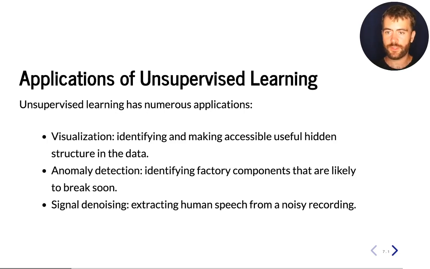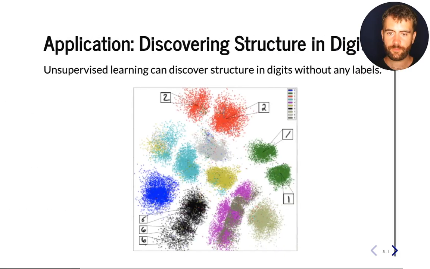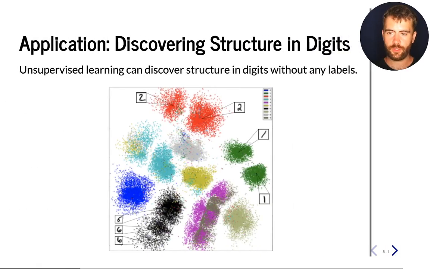And then signal denoising is another application to which I have alluded. For example, if we have human speech that's mixed with white noise, unsupervised learning methods can effectively extract this speech and recover the true signal. Here I have a few more short examples of what unsupervised learning can do.